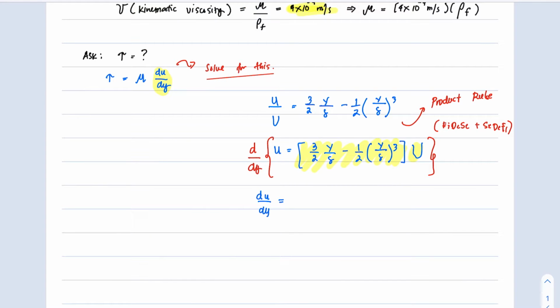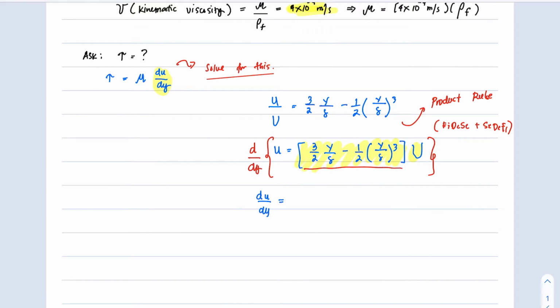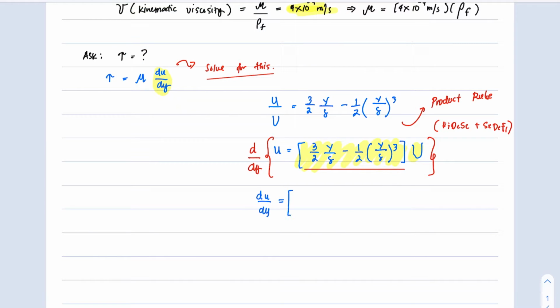So basically, I'm just going to write this one. First means I will copy everything. By the way, when we talk of first, I'm hoping it's clear to you that we are referring to this bracket quantity over there. So I'm just going to copy everything. So I have 3 halves y over sigma minus 1 half of the quantity y over sigma to the cube. That's my first. And then secondly, I will multiply it by the derivative with respect to y of the second term, which is u. Okay, I'm going to emphasize u there. Okay, that's u. So we are done with the first times the derivative of the second.